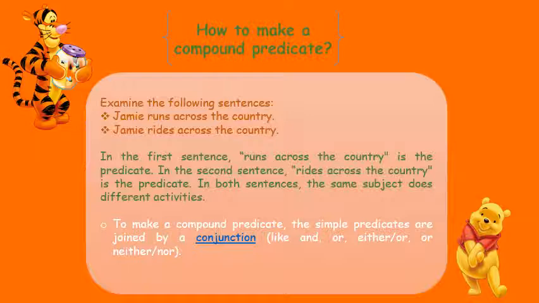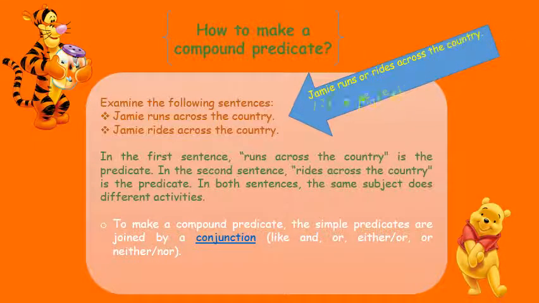So, you might say here, Jamie runs across the country and rides across the country. But let me tell you something. Since across the country is repeated, leave it till the end. We join the verbs here. We can say Jamie runs or rides across the country. If you want to say Jamie runs or rides across the country, or Jamie either runs or rides across the country. Jamie runs and rides across the country is also correct. Jamie neither runs nor rides across the country is also correct. So you see, you have four choices to make compound predicate. You want more? Let's practice.